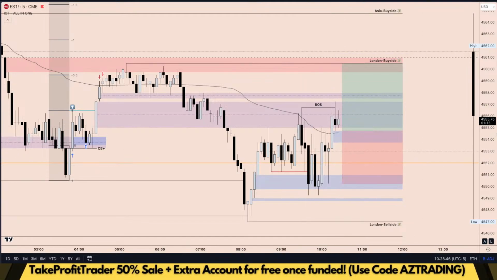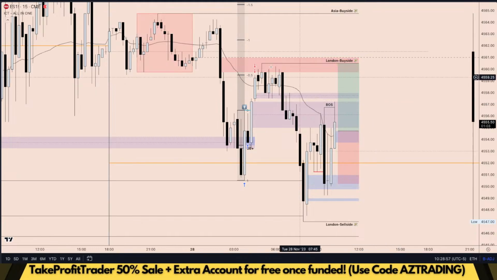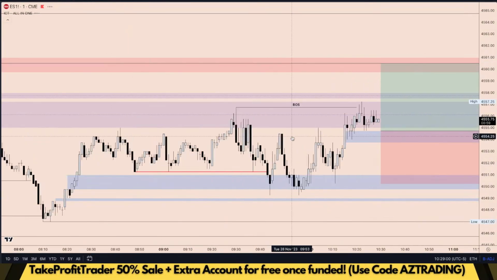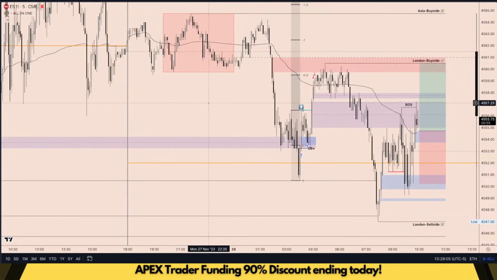One more minute to go for this 5-minute candle. And for the 15-minute candle, let's see where we're gonna close here. No, not with me right now.